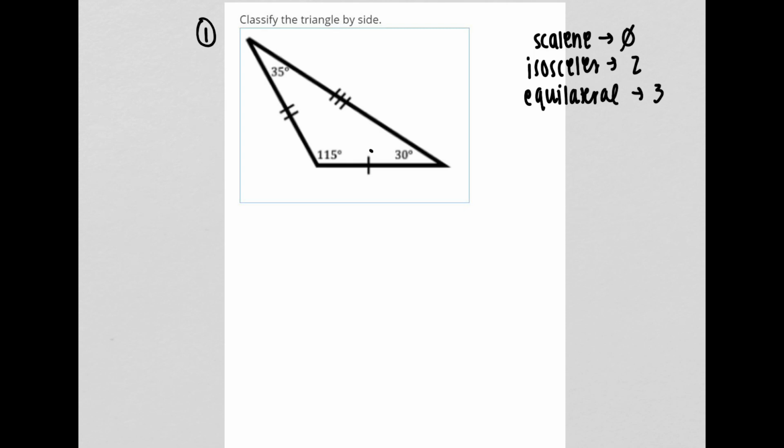When I look at the figure, I have one side with 1 tick mark, one side with 2 tick marks, and one side with 3 tick marks. That means that all the sides are different lengths, which means I have a scalene triangle.